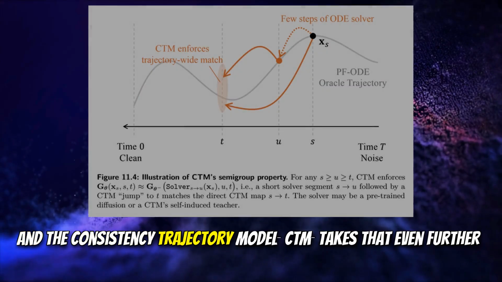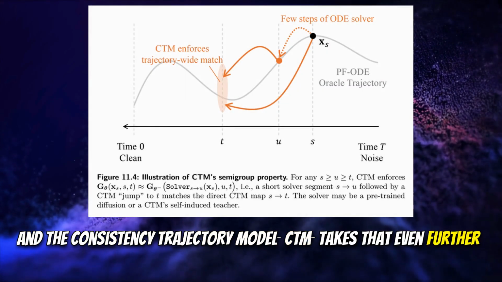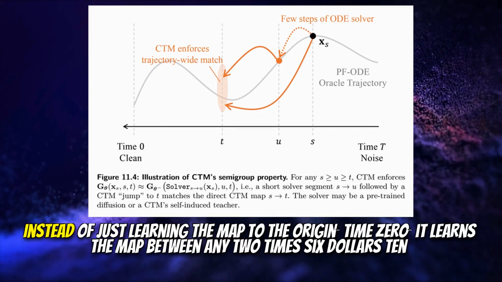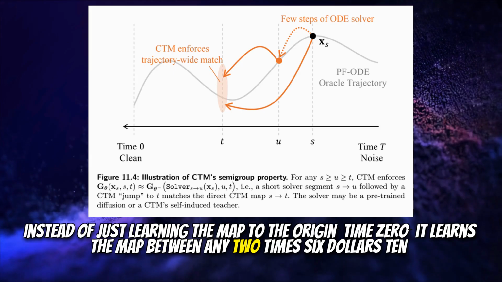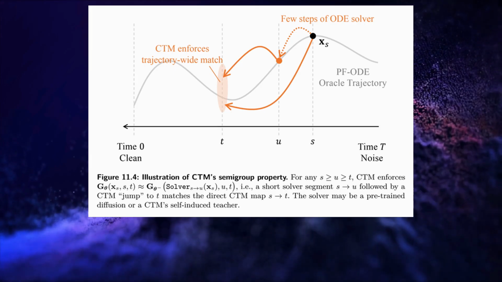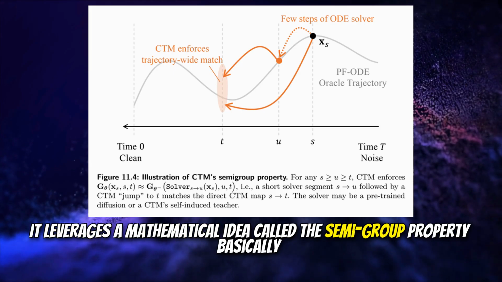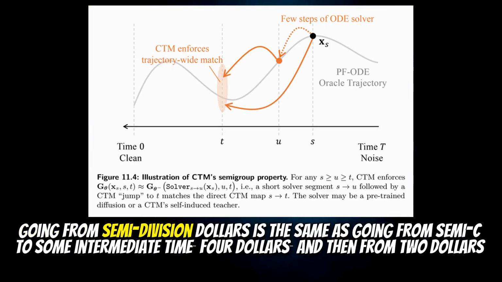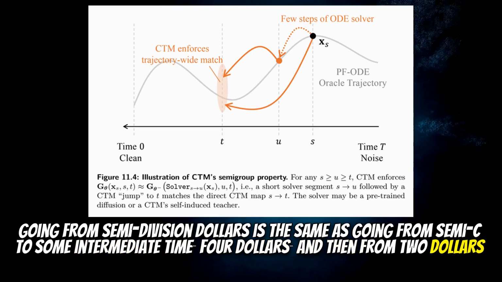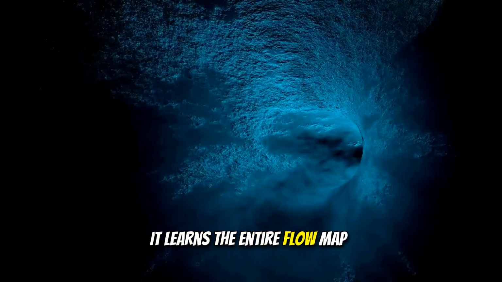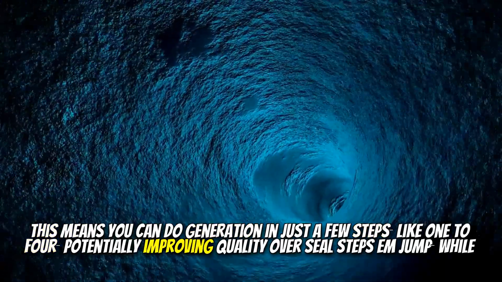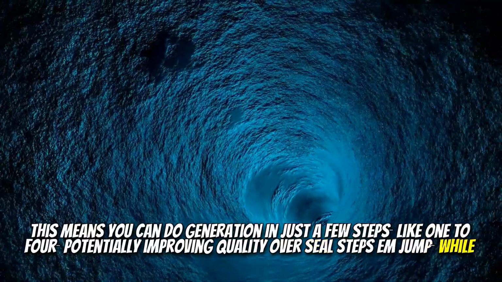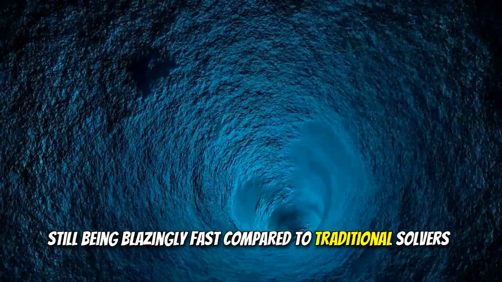And the consistency trajectory model, CTM, takes that even further. CTM generalizes it. Instead of just learning the map to the origin, time 0, it learns the map between any two times, t and s, let's call it G(x_t, t, s). It leverages a mathematical idea called the semi-group property, basically. Going from time t to time s is the same as going from t to some intermediate time u, and then from u to s. It learns the entire flow map. This means you can do generation in just a few steps, like 1 to 4, potentially improving quality over single-step CM jumps, while still being blazingly fast compared to traditional solvers.